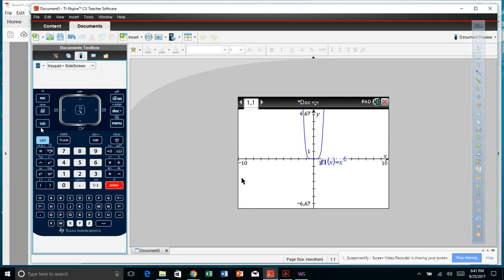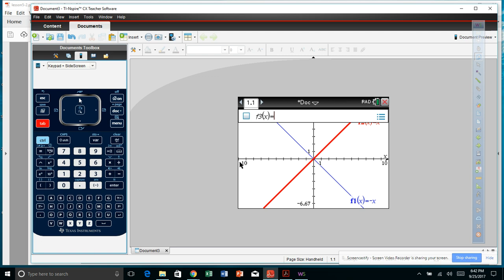So we're going to put in x. Let's put in negative x. Control, delete. We got negative x. Enter. Aha. How did that compare to x? It was just reflected.